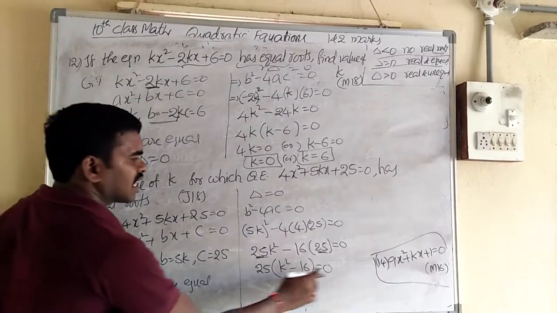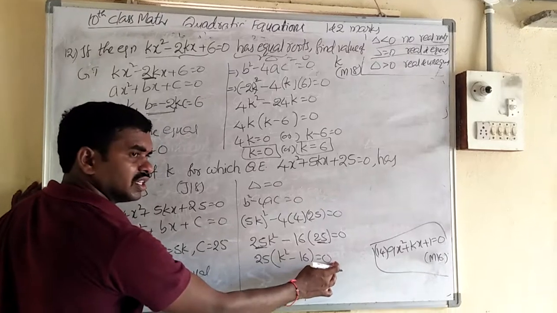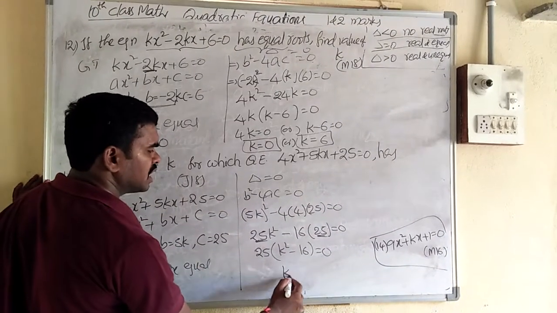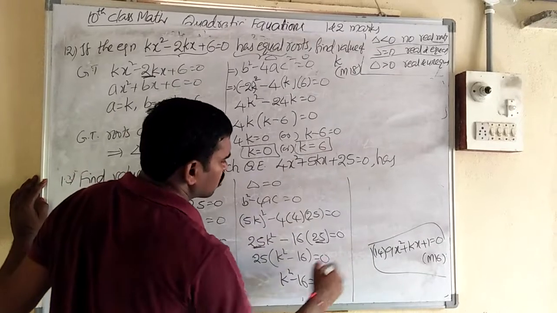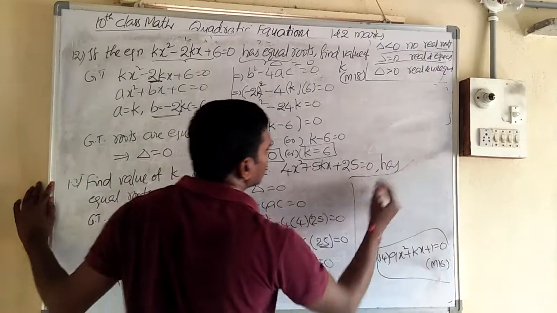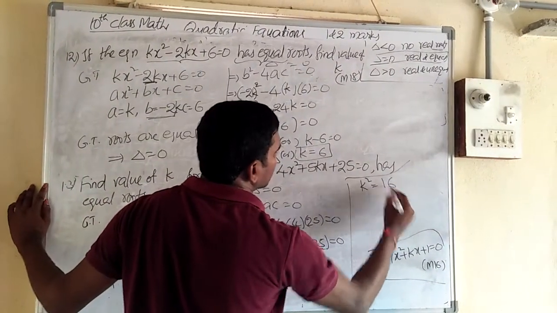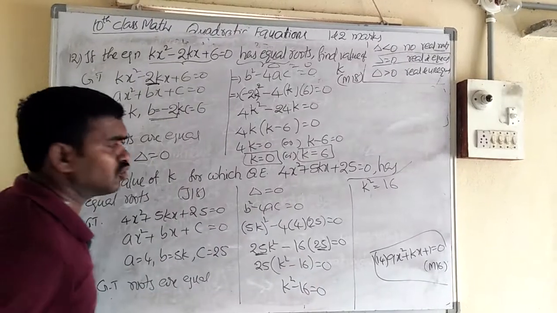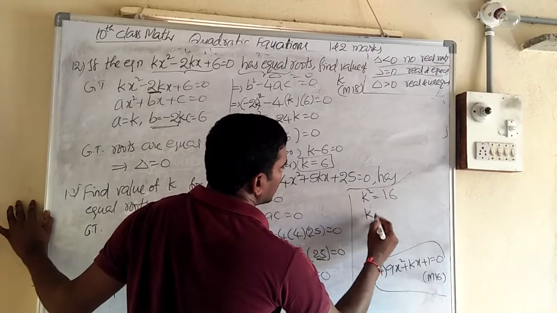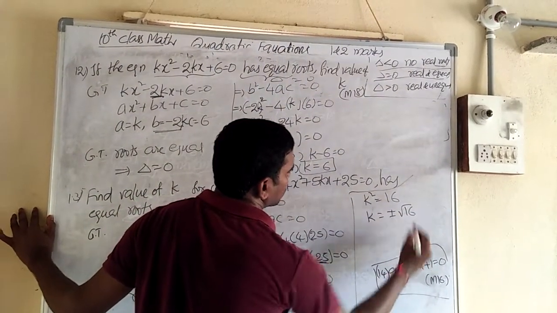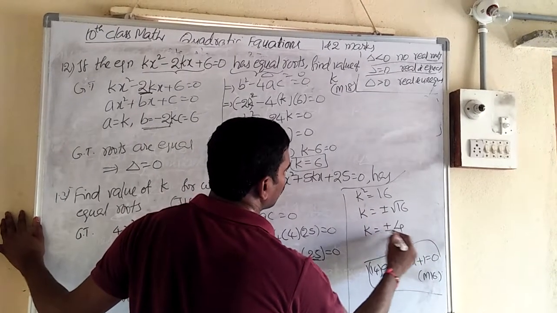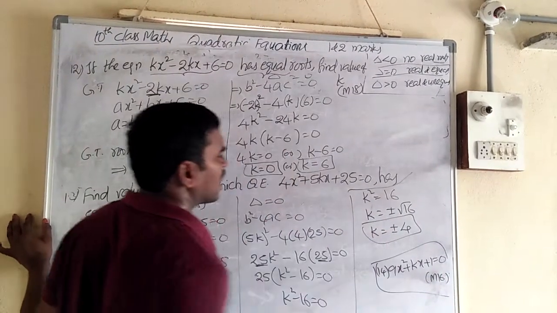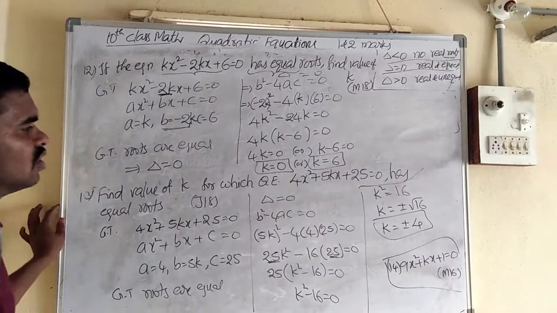So 25 goes to the right side, 0 by 25 becomes 0. The remaining is k square minus 16 equals 0. Sending minus 16 to the right side, k square equals plus 16. Taking the square root on both sides, k equals plus or minus root 16, which means 4. So the k values are minus 4 and plus 4. This is the solution.